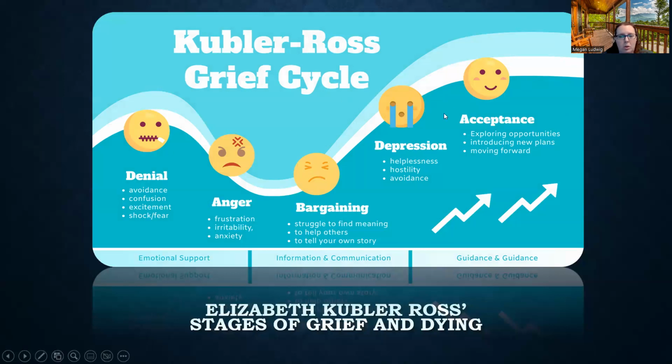Not everybody will go through every single stage. Some people jump straight to acceptance. It's just how they deal with it. So it's not necessarily right or wrong to be in denial and then go to depression. Okay. So just to familiarize yourself, these are the things that people can go through during the grief cycle.